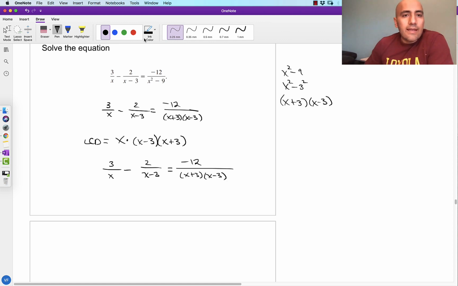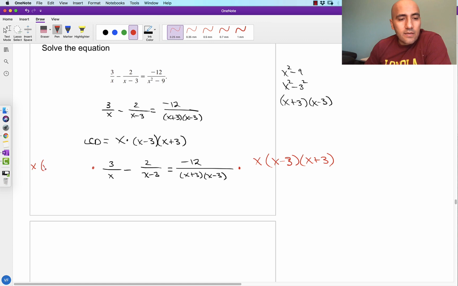And now I'm going to multiply this side by x times x minus 3 times x plus 3. I'm going to multiply this side by the exact same amount. X times x minus 3 times x plus 3. As long as I'm doing the same thing to both sides, I've maintained that equality. So I have to multiply all of it, right? I multiplied everything on the right-hand side by this amount, so I have to multiply everything on the left-hand side by the same amount. So I have to distribute.